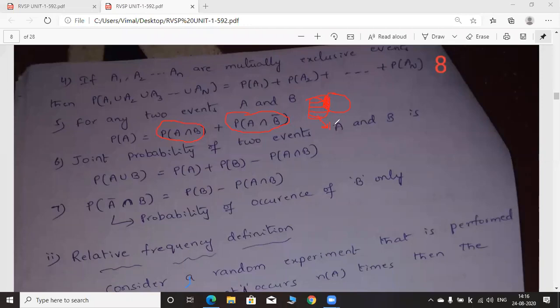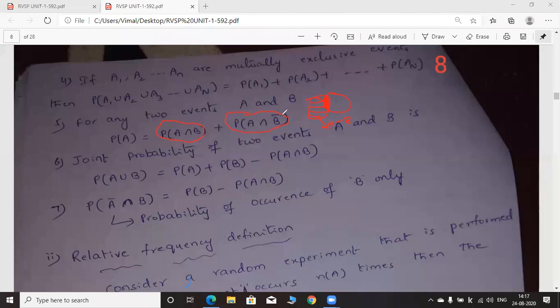Already I explained this in the previous class. Today I will share the material for the first unit. In that you can see the definitions and everything. So this shaded region is called A minus B. This was already explained in the previous class. And this A minus B is also called A intersection B bar.